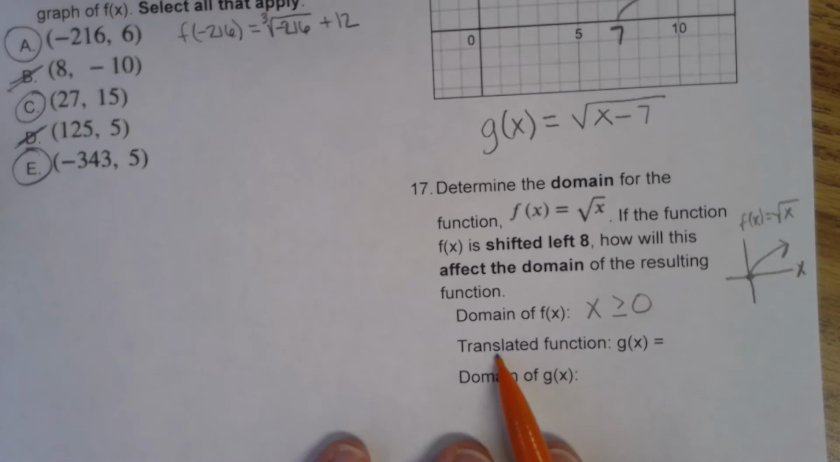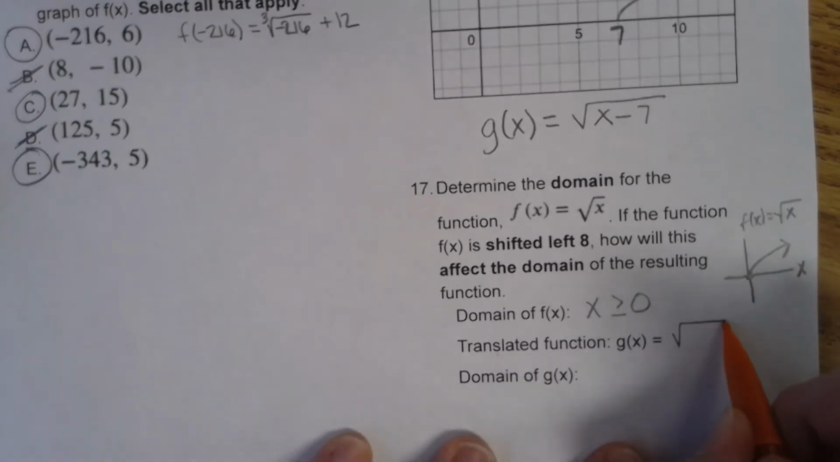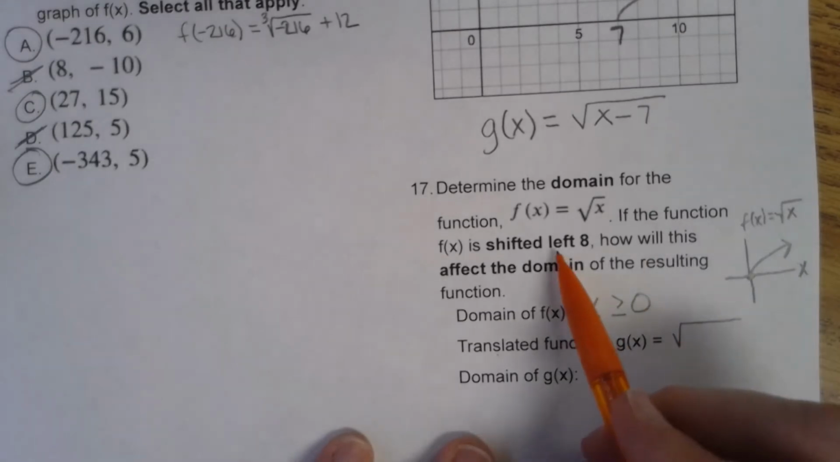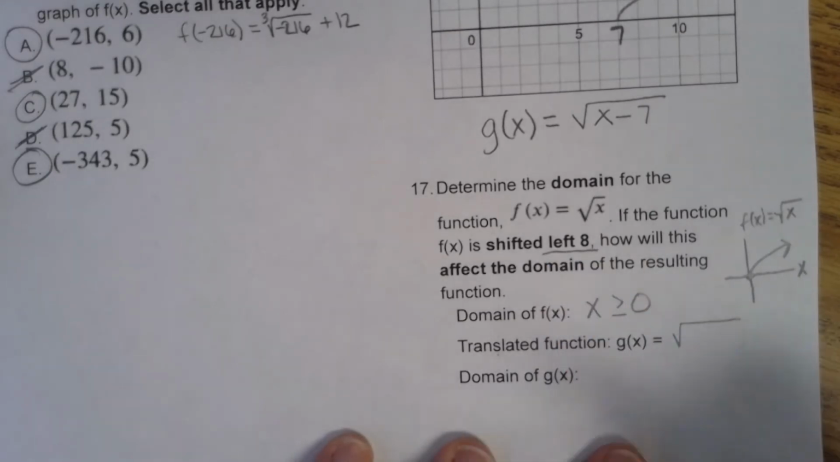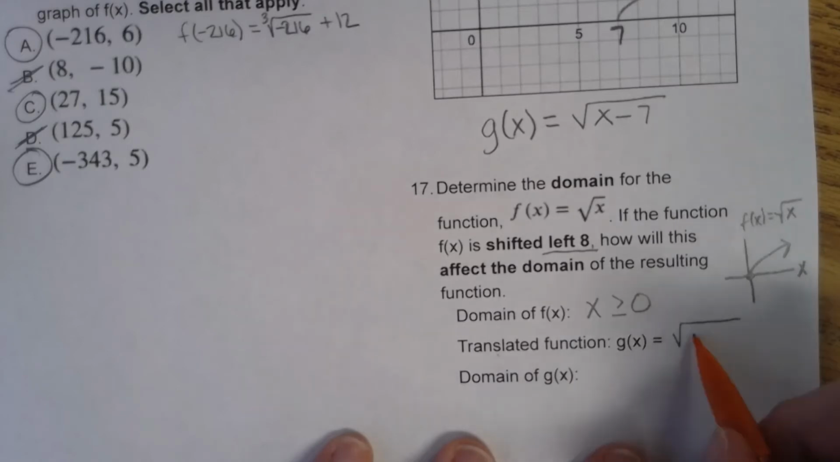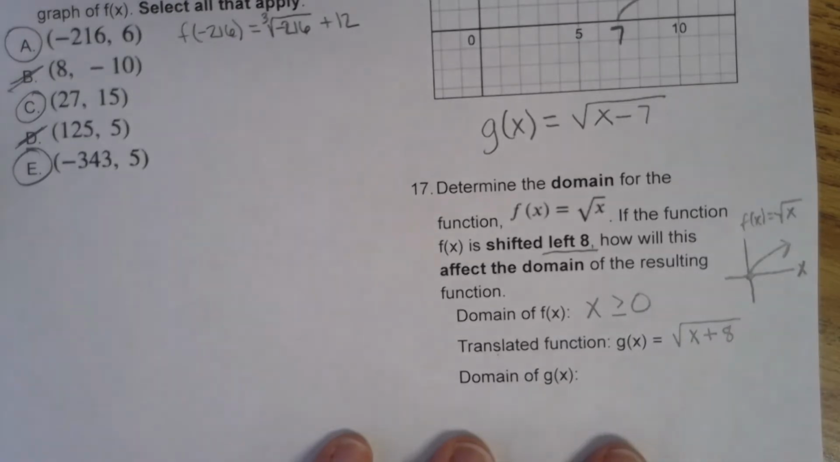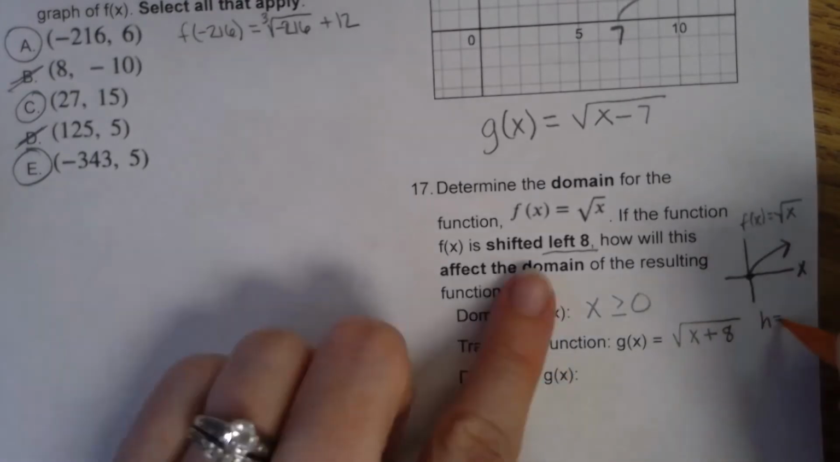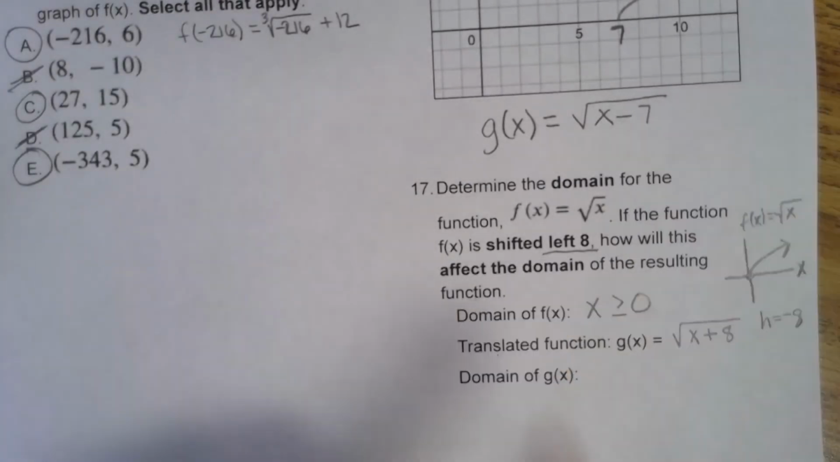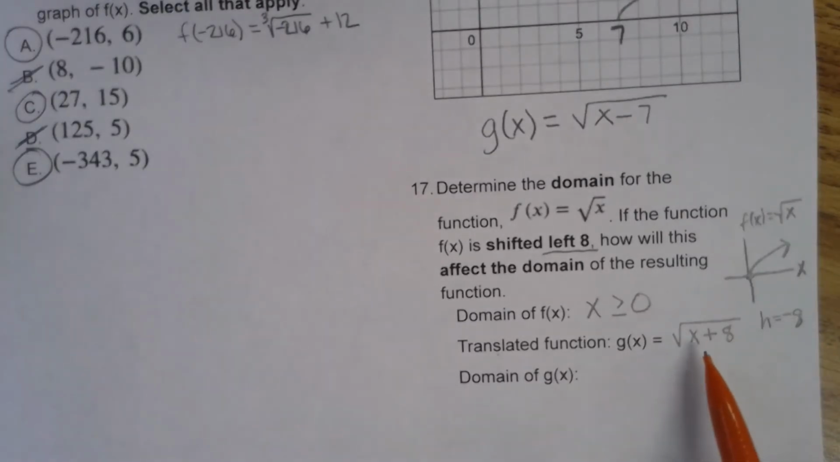So if we translate our function, let's go ahead and write that new function. It's going to be the square root. Since we're going left 8, our h value will be negative, but we're going to write x minus a negative. So that's really, we're going to write plus, sorry, plus 8. So the h value, we went left, so that's a negative 8. When we put it in our function, we know already to make it opposite. So we're going to say plus 8. So that's our new function.